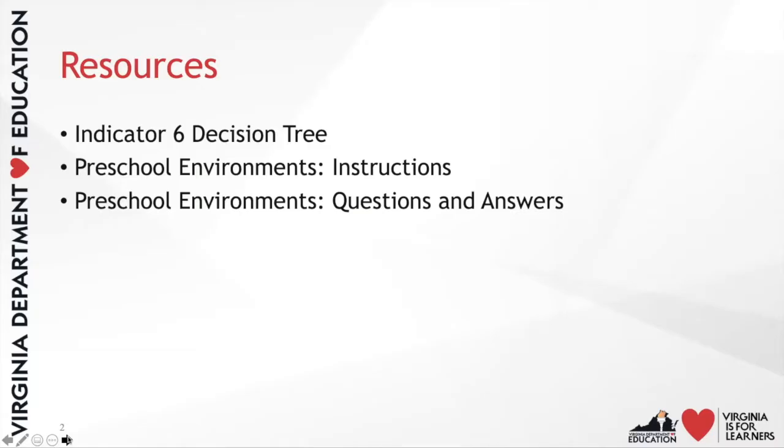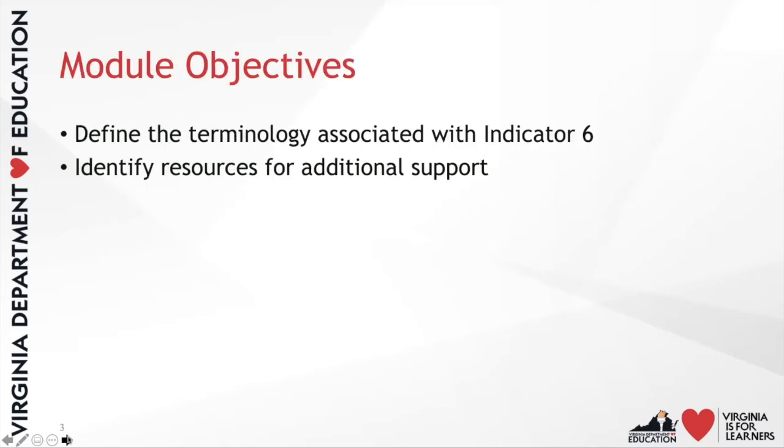Before we begin, let's discuss additional resources that can help you further understand Indicator 6 and the reporting requirements. These resources are Indicator 6 Decision Tree, Preschool Environments for Children Birth through 5 Instructions, and Preschool Environments for Children Birth through 5 Questions and Answers. Upon completion of this webinar, participants will define the terminology associated with Indicator 6, and identify resources for additional support.